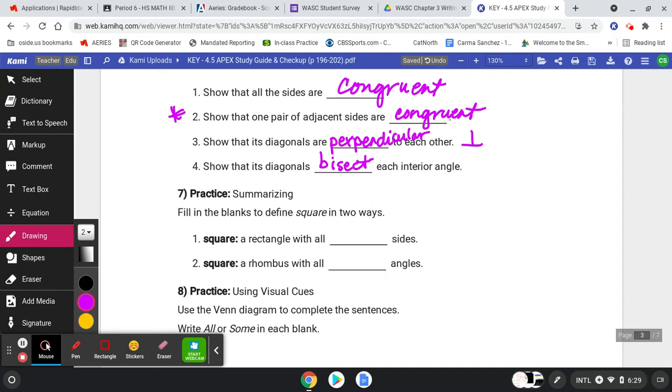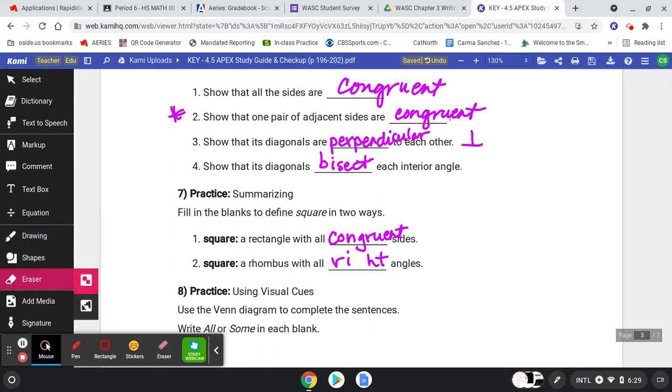A square is a rectangle with all congruent sides. And a square is a rhombus with all right angles. So we looked at general rhombi today, but a square is a very, very specific type.